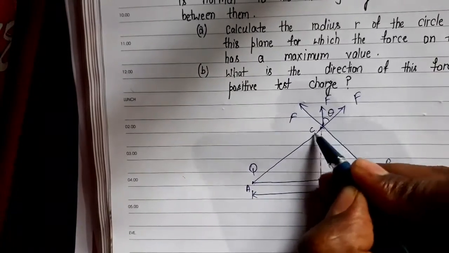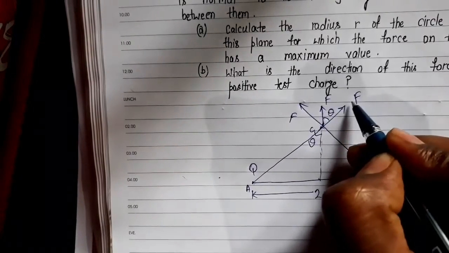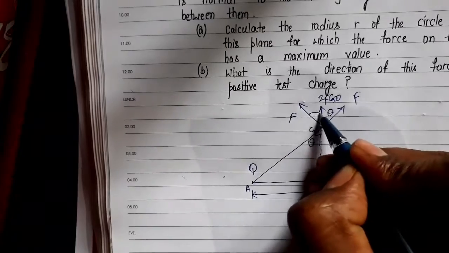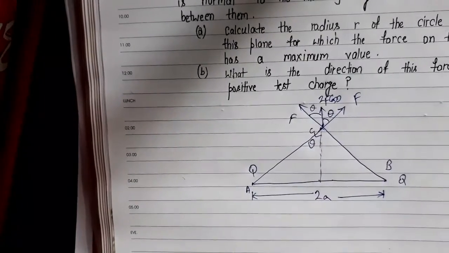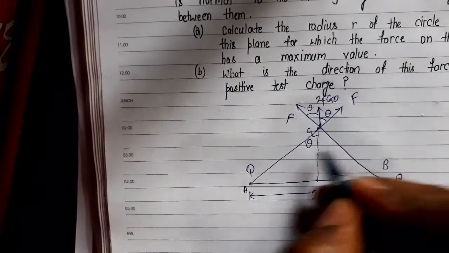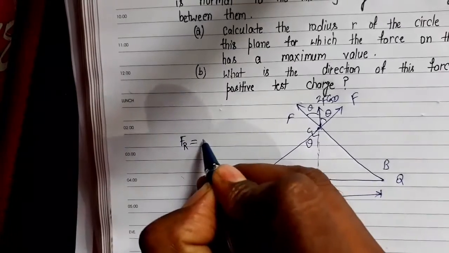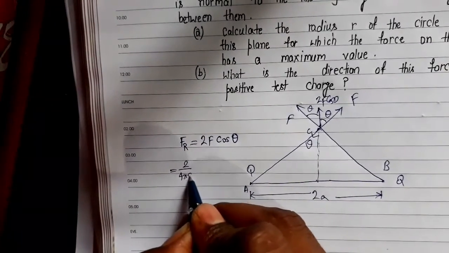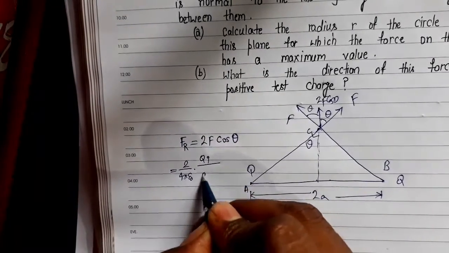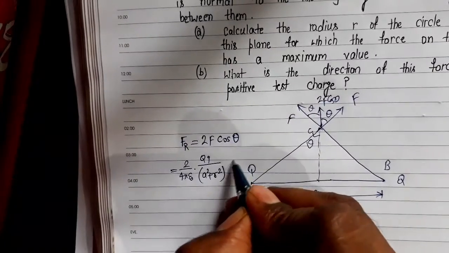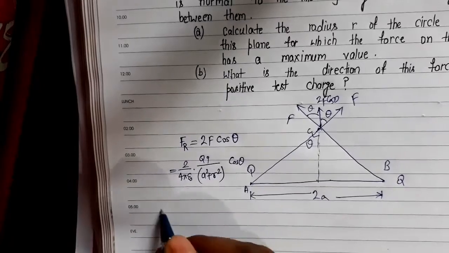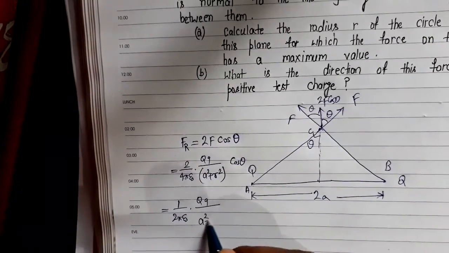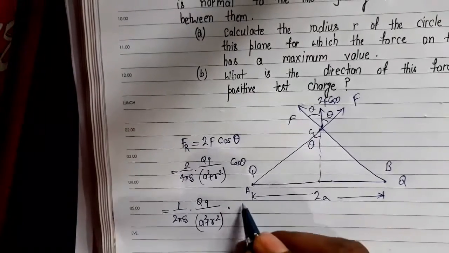This will be angle theta, and this angle equals this angle. So the component of this force is 2F cos theta, because the components of the two forces add together here. So the resultant force Fr equals 2F cos theta, that is 2 by 4 pi epsilon naught QQ divided by a square plus r square, times cos theta.